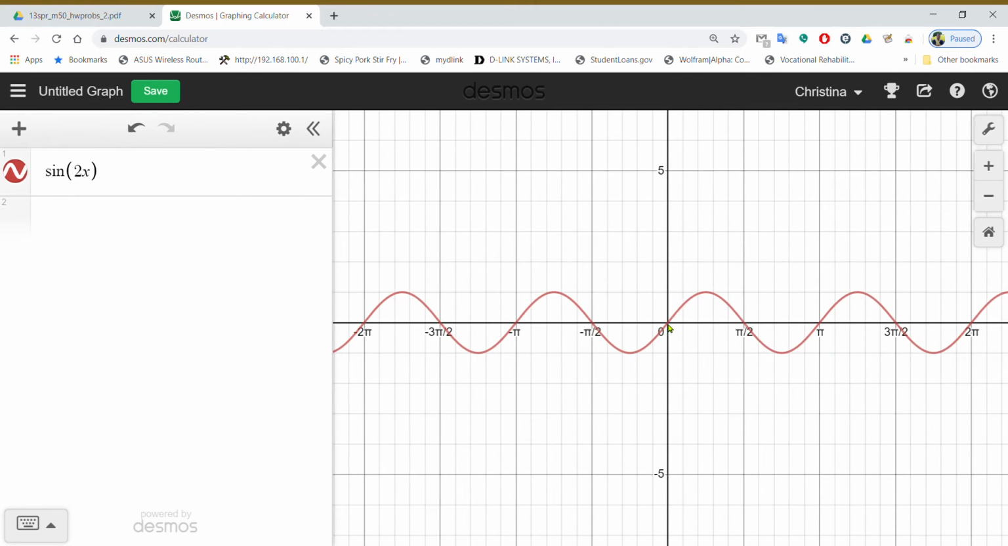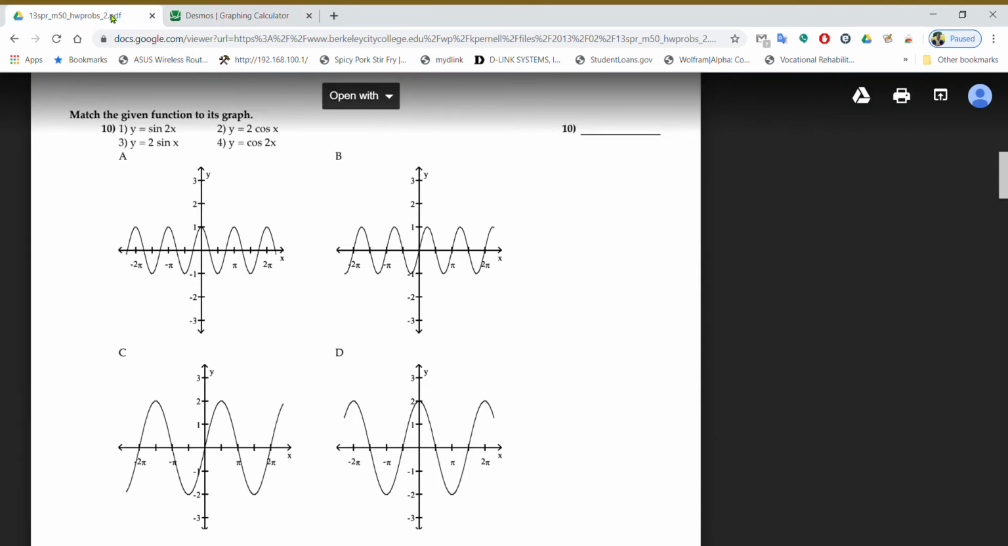So first off, this one starts at center. So this is a center, high, center, low, back to center. Look where the first cycle ended. It went from 0, 0 to pi, and that's the first cycle on a sine graph. So let's go back to our graphs and see which one matches that pattern.